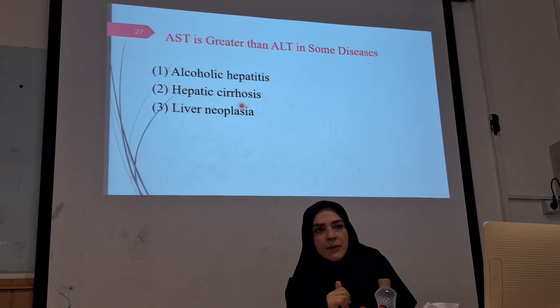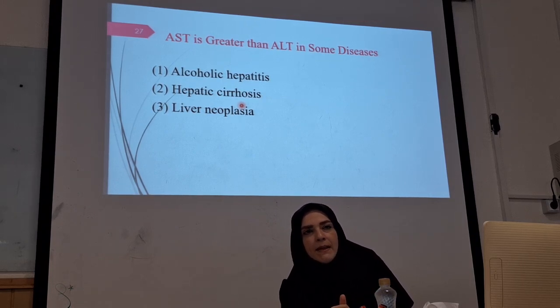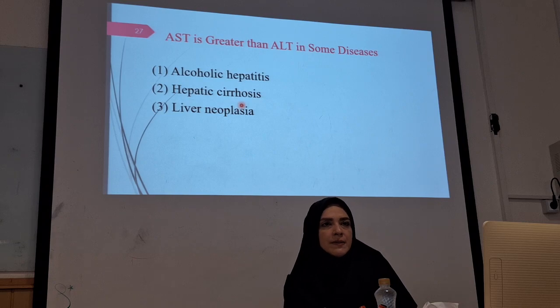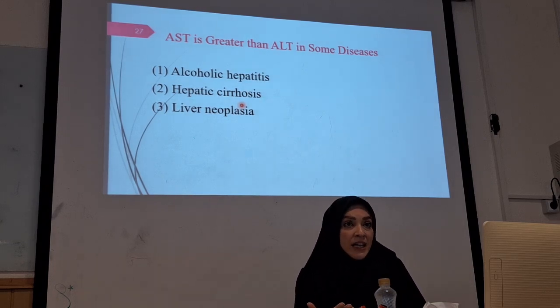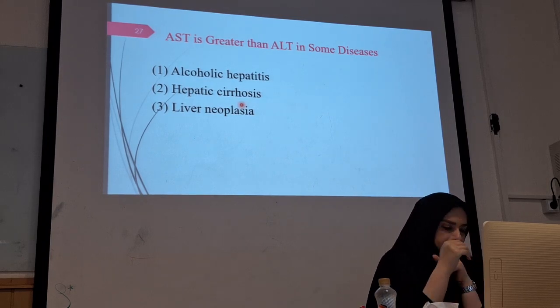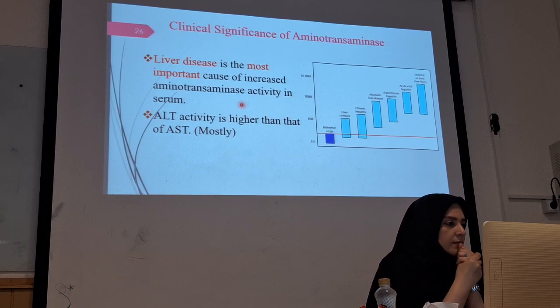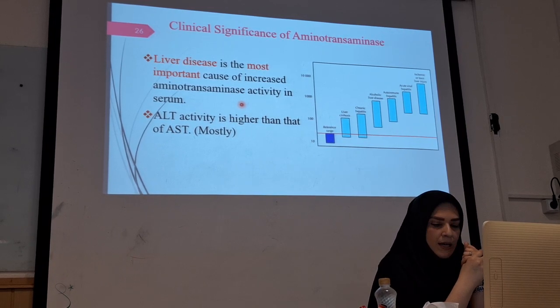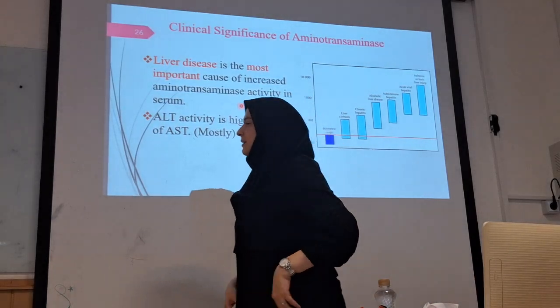Yes, you have a question? Is liver neoplasia like some sort of cancer or something? Yes, neoplasia means abnormal growth of the hepatocytes. This is not benign, okay? This is malignant growth of the liver cells. But in the previous slide, it seemed as though AST was already greater than ALT in levels most of the time. So what does it mean?